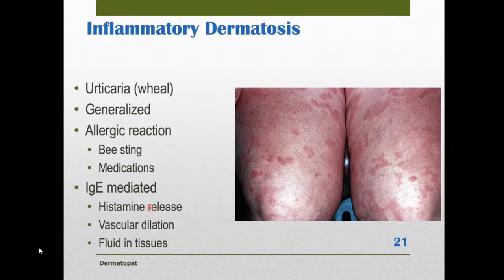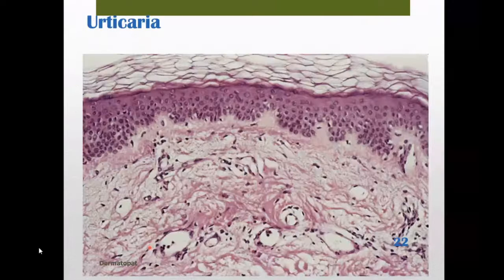Some are mediated by immunoglobulin E, and as you know, this participates in allergic reactions because it causes the release of histamine, causing vascular dilation, which you have seen in acute inflammation, and fluid in tissues or edema. So urticaria is a clinical description. So, what do you see on histology?